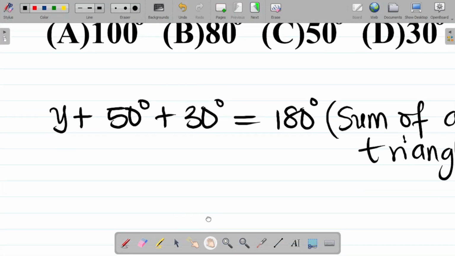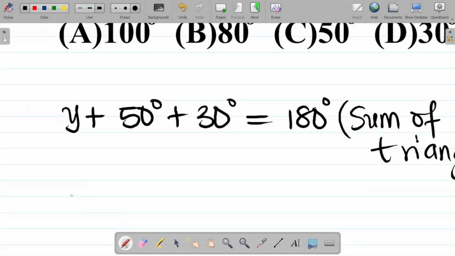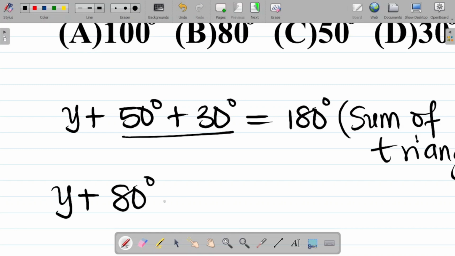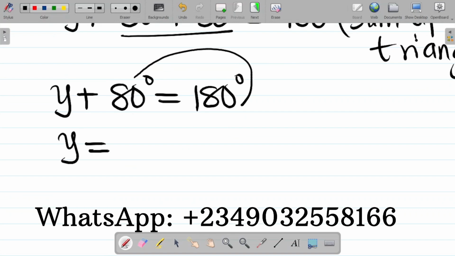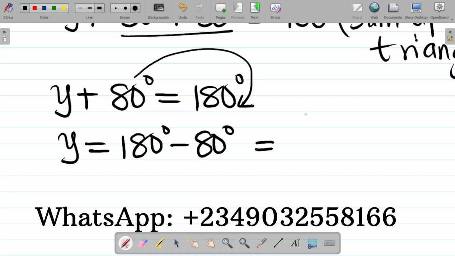Alright, so let's solve this. From here we have y plus 50 plus 30, which gives you 80. So I have y plus 80 degrees equal to 180 degrees. From here we can get the value of y. So y will simply be equal to, this 80 moves over here, it becomes minus 80 degrees. So 180 degrees minus 80 degrees, I have 100 degrees.